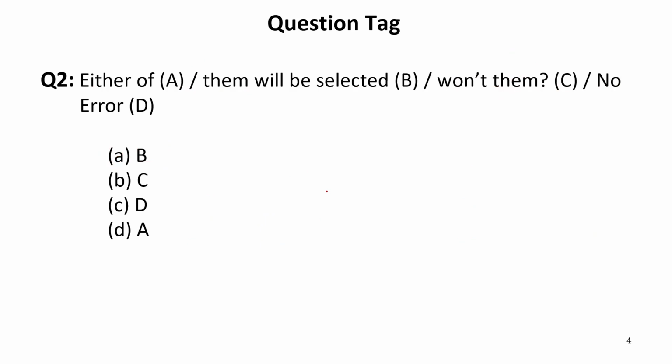Now let us move to the next one. Either of them will be selected, won't them? Now the sentence is either of them will be selected. This is positive statement. So we need negative question tag. Also either stands for two. So either of them, it means any one of them will be selected. Now won't them. Now only one has to be selected. It is written will. So will not in negative part is written as won't. So this word won't is absolutely correct.